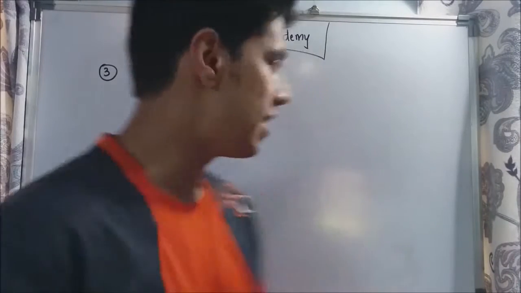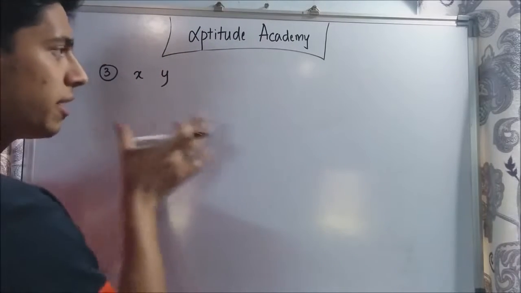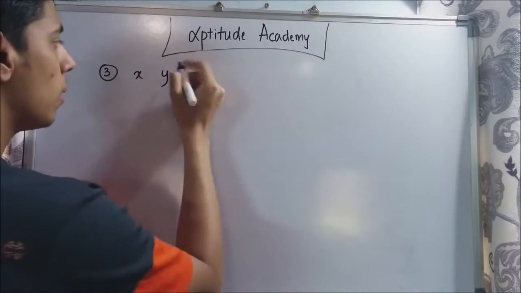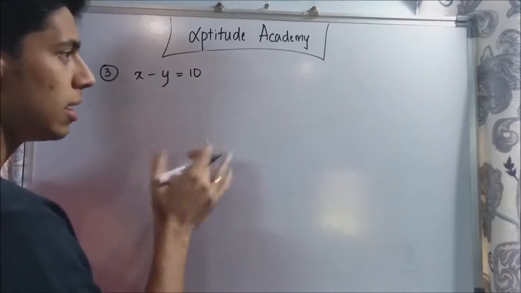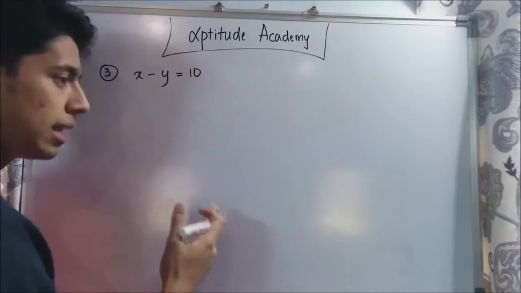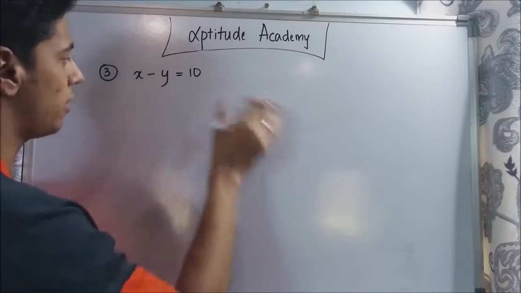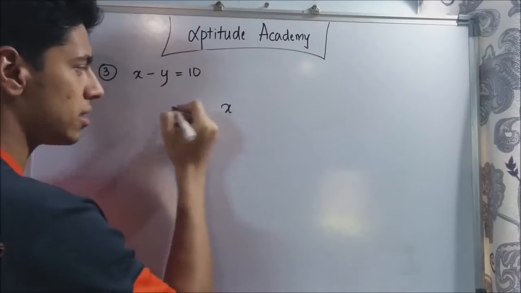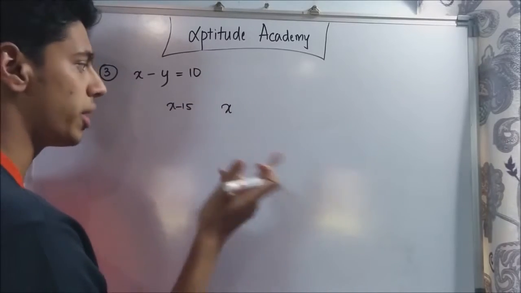Alright, now for the third sum, they say that there are 2 people. Let's say x and y. They've said that the difference between the ages of x and y will be 10 years. Alright, so x minus y will be 10 years. Now here we've already assumed that x is elder. Now they said that 15 years ago, the elder one will be twice the age of the younger one. Now if the present age is x, 15 years ago, it will be x minus 15, right? This is there in the first video, so go check it out.